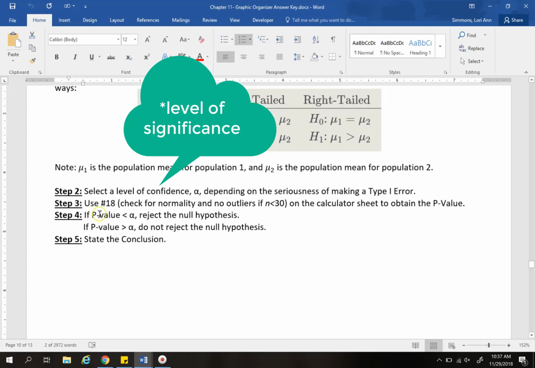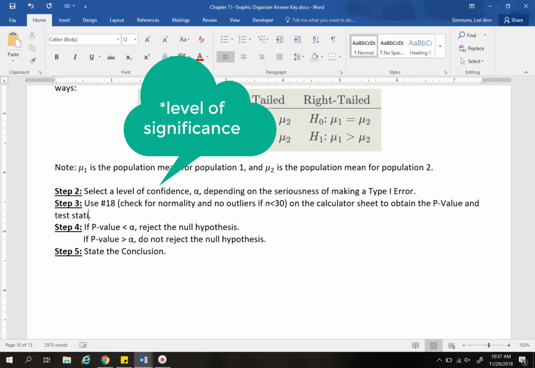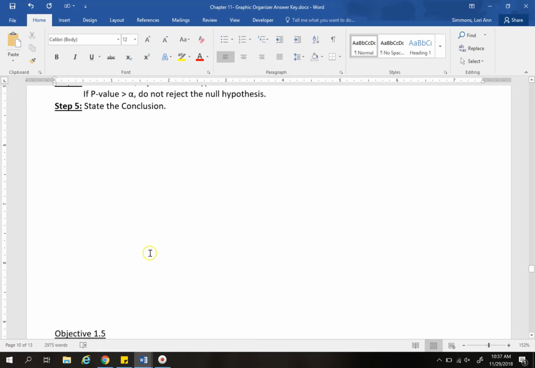Step 2, select a level of significance alpha depending on the seriousness of making a type 1 error. Step 3, use number 18. You can check for normality and no outliers if n is less than 30 on the calculator sheet to obtain the p-value and test statistic. Step 4, if the p-value is less than alpha, reject the null hypothesis. If the p-value is greater than alpha, do not reject the null hypothesis. And then step 5 is to state your conclusion.